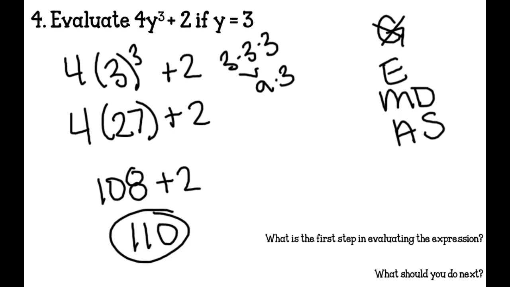And I stopped this. Oops. I did the exponent to get 27, and then I multiplied and divided to get 108, and then I added and subtracted to get 110.